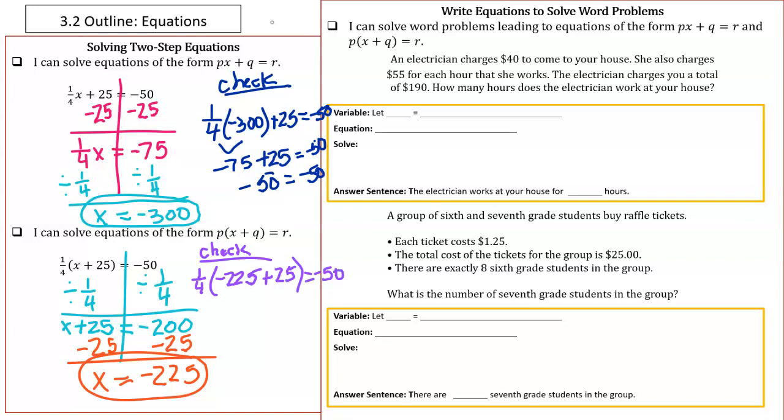So I'll do what's inside the parentheses first. Negative 225 plus 25 gives me negative 200. And then I will do 1/4 of negative 200, and that does give me negative 50. So my answer was correct.